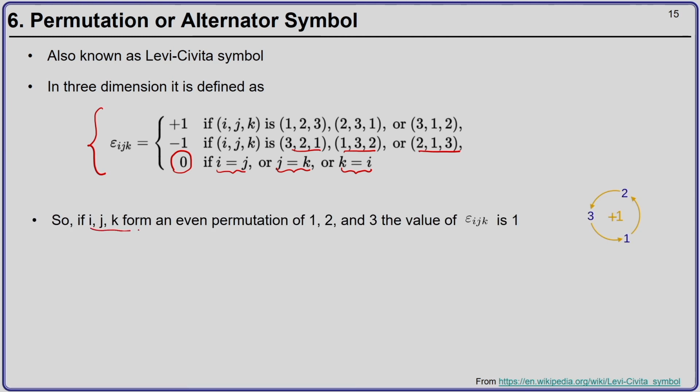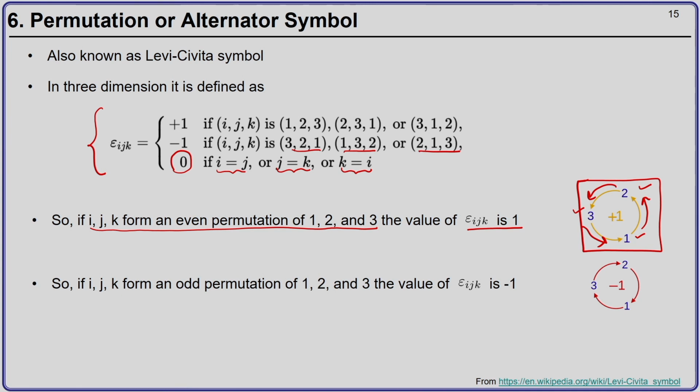If i, j, k form an even permutation of 1, 2, 3, which is shown here in this particular picture, you can see we have written 1, 2, 3 in a particular order, and if i, j, k is 1, 2, 3, they follow this order, or they are 2, 3, 1 or 3, 1, 2. In that case epsilon i, j, k will take the value of +1. So, this is called the even permutation.